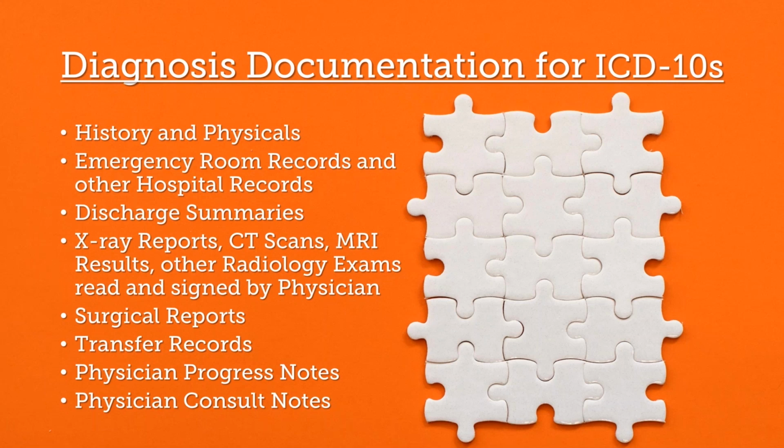Discharge summaries, again, all of those reports from the hospital, from radiology and CT scans and MRIs. Surgical reports are also really good, especially when you're trying to get a specific diagnosis for a fracture, because it gives you very much detail of what was broken, what appendage, what end of the bone, and what type of fracture. And then, of course, transfer records and consults also provide you some good information.